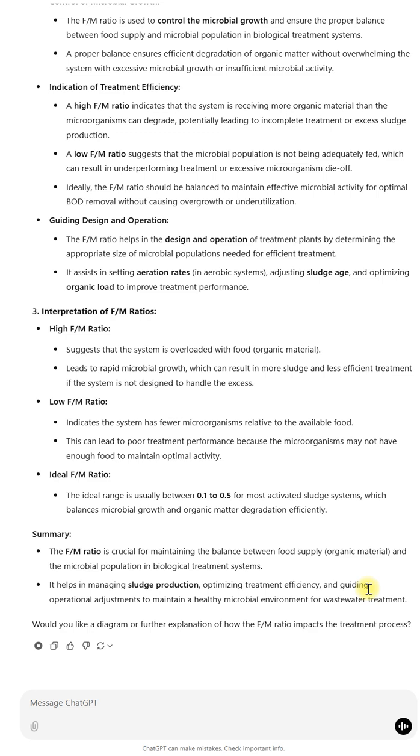Summary. The F/M ratio is crucial for maintaining the balance between food supply, organic material, and the microbial population in biological treatment systems. It helps in managing sludge production, optimizing treatment efficiency, and guiding operational adjustments to maintain a healthy microbial environment for wastewater treatment.